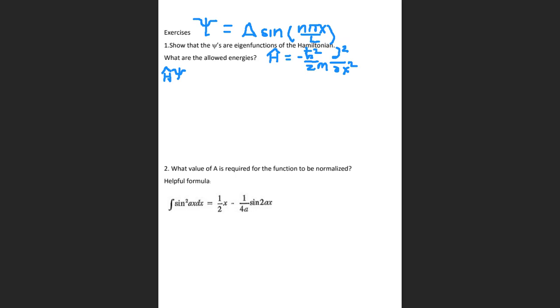Okay, I'll start out with the easy part. First of all, negative h bar squared over 2m stays the same. So the question becomes, what is the second derivative of sine n pi x over L? I can bring a over here for right now, because it's just a constant, and I don't have to worry about it when I'm taking the second derivative.